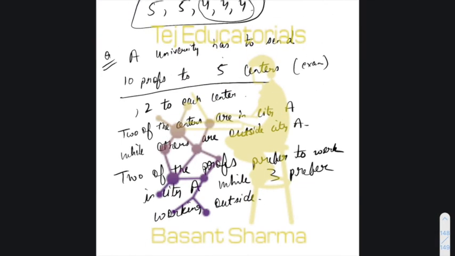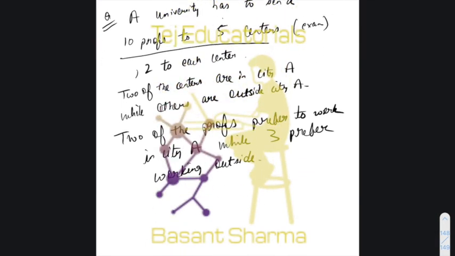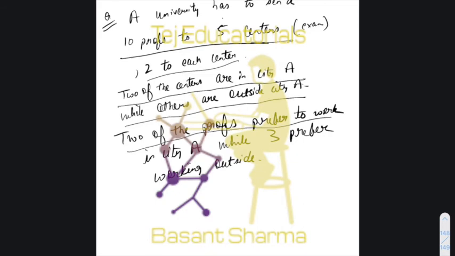So this is your question: A university has to send 10 profs to 5 centers, 2 to each center. 2 of the centers are in city A, while others are outside city A. 2 of the profs prefer to work in city A, while 3 prefer to work outside. In how many ways can this be done if the preferences are to be satisfied? You can pause the video and think about this for a moment, and let me give you the solution.